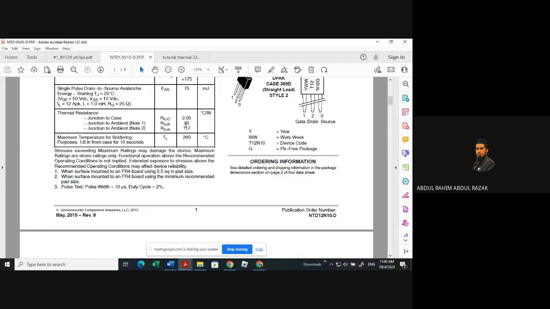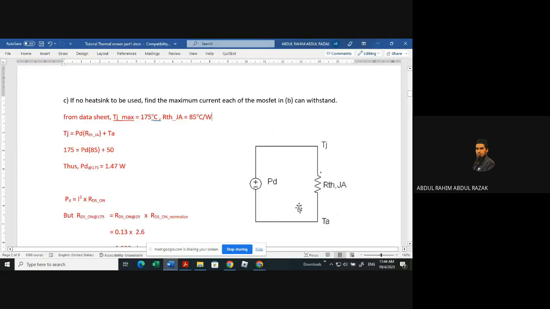From junction to ambient, the resistance values are high. But if you have heat sink, the resistance is quite low. So without heat sink, this is the way how to draw lah, from junction to the ambient. Please draw the circuit, even though it's not being requested. Then please label the circuit. So this is your source of heat, PD. We deliver from your junction down to your ambient through the junction to ambient thermal resistance. So this is the one element involved when you don't use any heat sink.